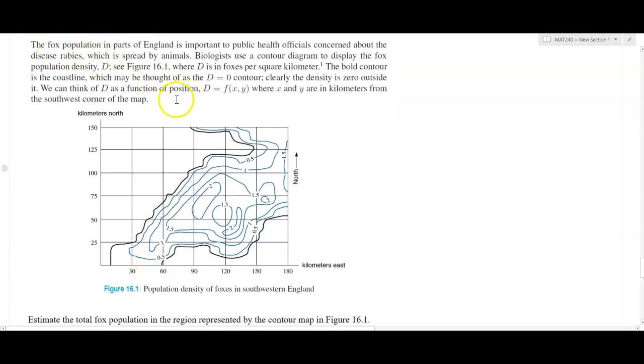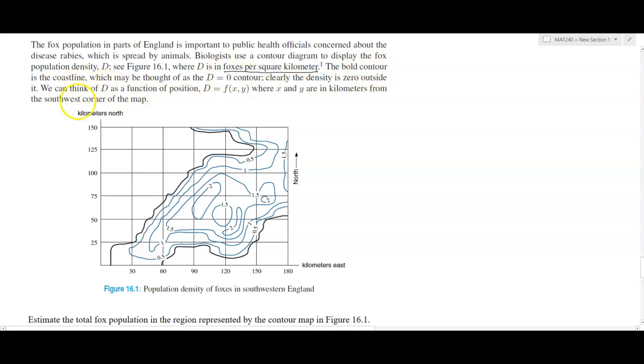So here's a real-world example. The fox population in parts of England is important to public health officials concerned about the disease rabies, which is spread by animals. Biologists use a contour diagram to display the fox population density, D. So we can think about that as the number of foxes per square kilometer. And so that's going to be in foxes per square kilometer.